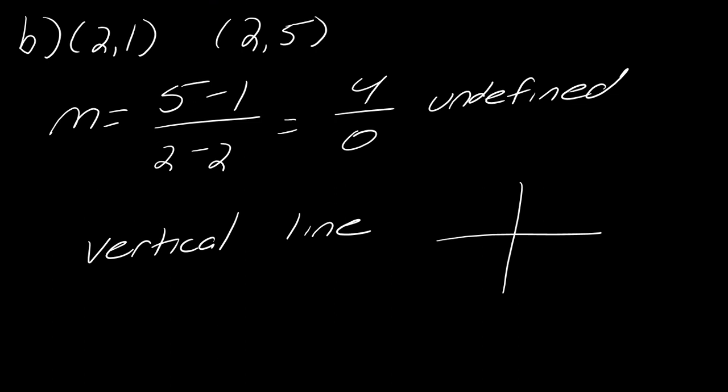Now, if you're not sure what type of slope it is, you can always just graph the 2 points. I think that's usually the easiest. So let's say that this is 2, 1 and this is 2, 5. And now I can see just by graphing the points and connecting them that that's definitely a vertical line. So you can always go that route.